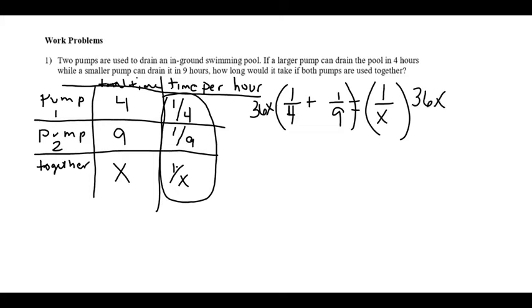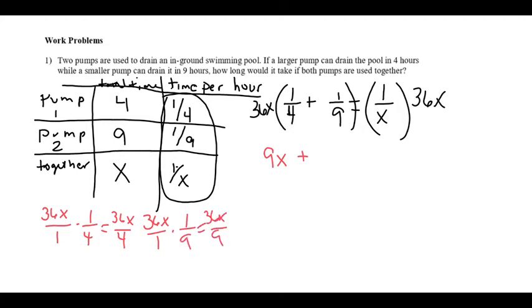And just to kind of show you my work, I'll do it right down here. 36X over 1 times 1/4 will give me 36X over 4. 4 goes into 36 9 times, so I'll have 9X plus, and then we'll do 36X over 1 times 1/9, get 36X over 9. 9 goes into 36 4 times, so you get 4X. And then over here, remember my X's will equal a 1, so they cancel each other out, and you get 36.